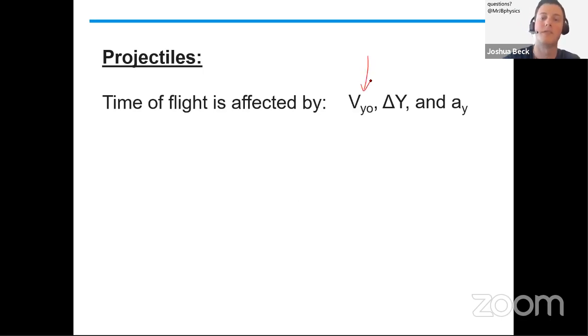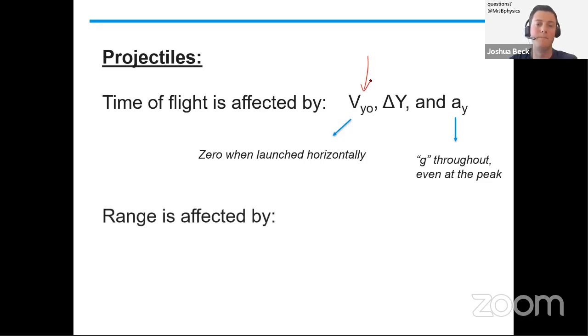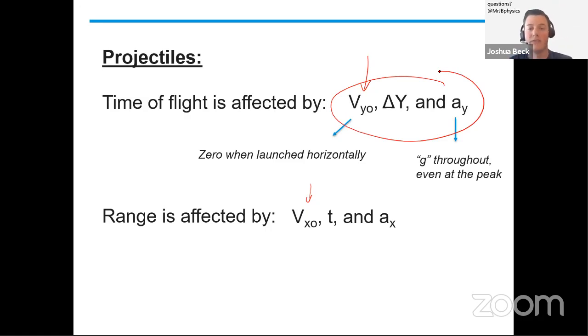This is the one that people often forget. This will be 0 when launched horizontally. The y acceleration will be g throughout the entire flight. Now, range is affected by x velocity and time, keeping in mind that time is actually dependent on all of these, and then the x acceleration, which will be 0.